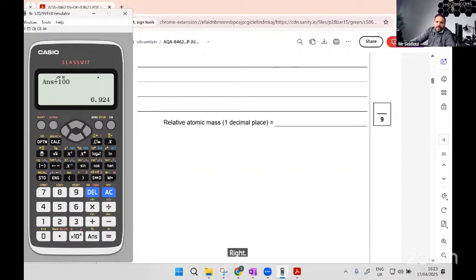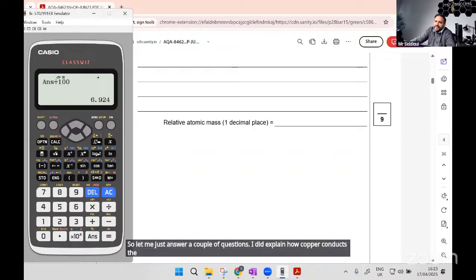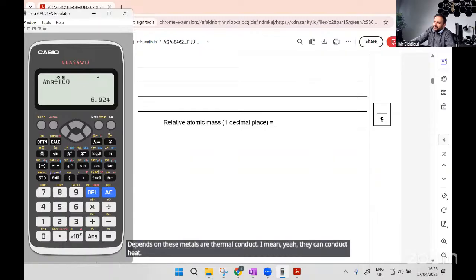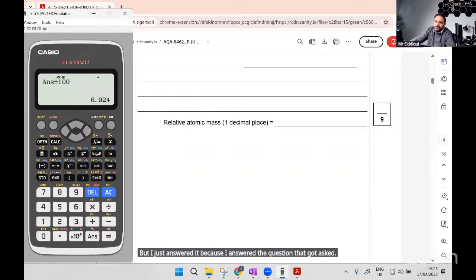So let me answer a couple of these questions. I did explain how copper conducts thermal energy. Then somebody said metals are thermal conductors. I mean, yeah, they can conduct heat. If a piece of metal gets hot at one end, it gets hot at the other end, so it can conduct heat. Most commonly that question is about electricity, but I just answered the question that got asked. So yeah, okay, fine, we move on.